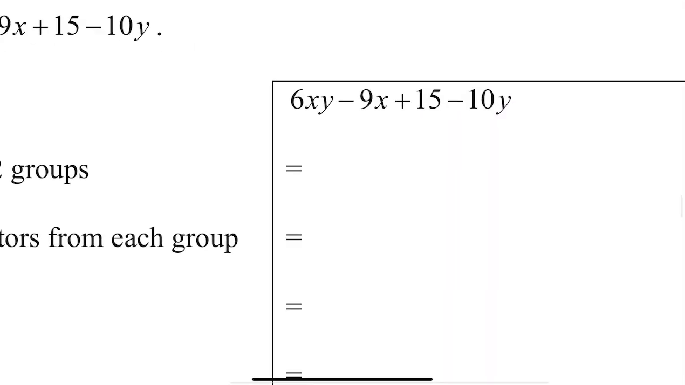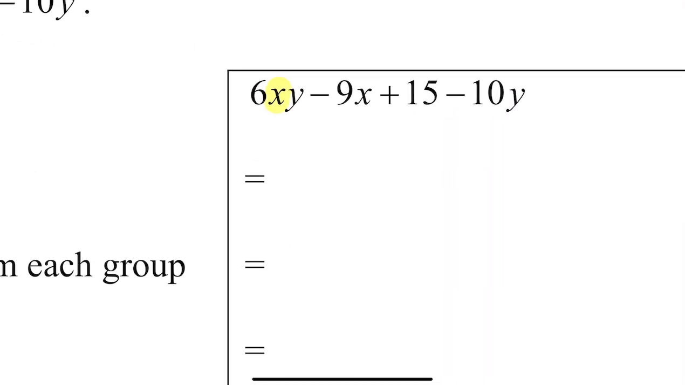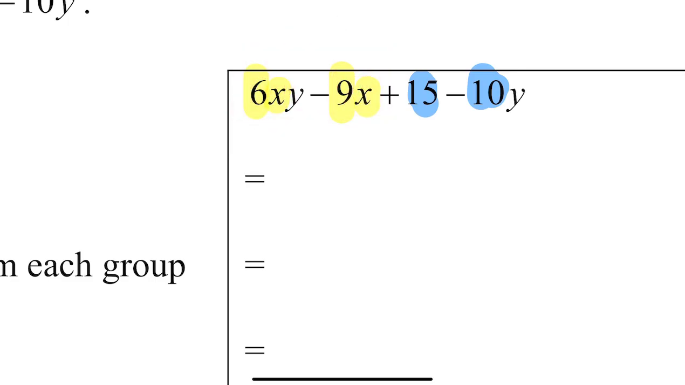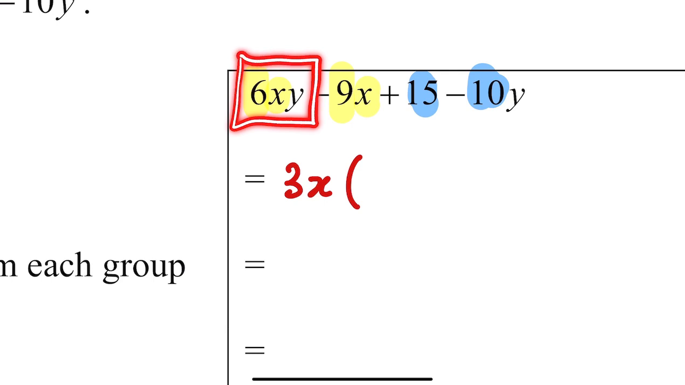These first two terms over here, I have a common factor of x, and 6 and 9, common factor is 3. Next two terms, I have 15 over here, and here is negative 10y. Are there common factors? We notice yes, 15 and 10, common factor is 5. So how do I write this? We start with the first two terms. Common factor is x, and 6 and 9, common factor is 3. So I can factorize out 3x. If I take out 3x, this term here, I will be left with 2y.